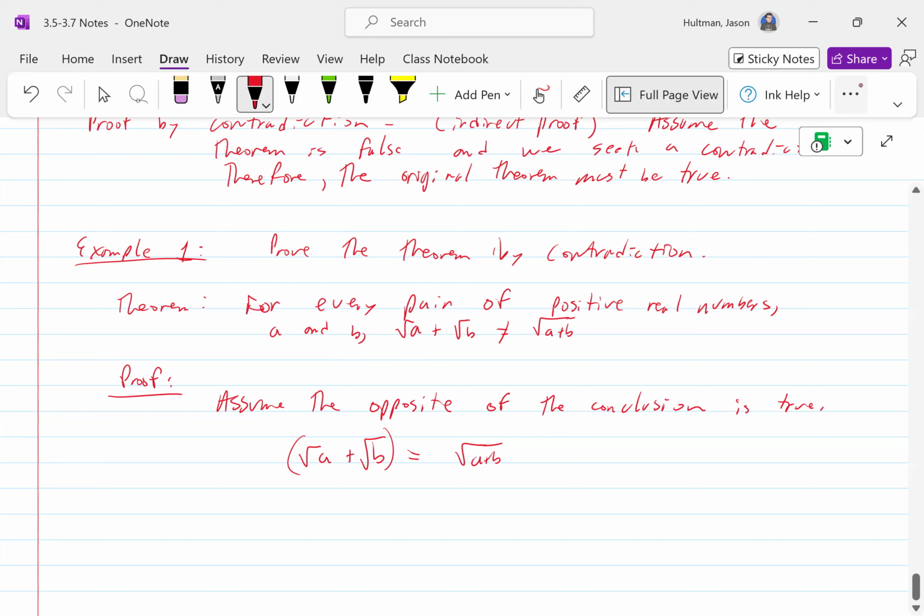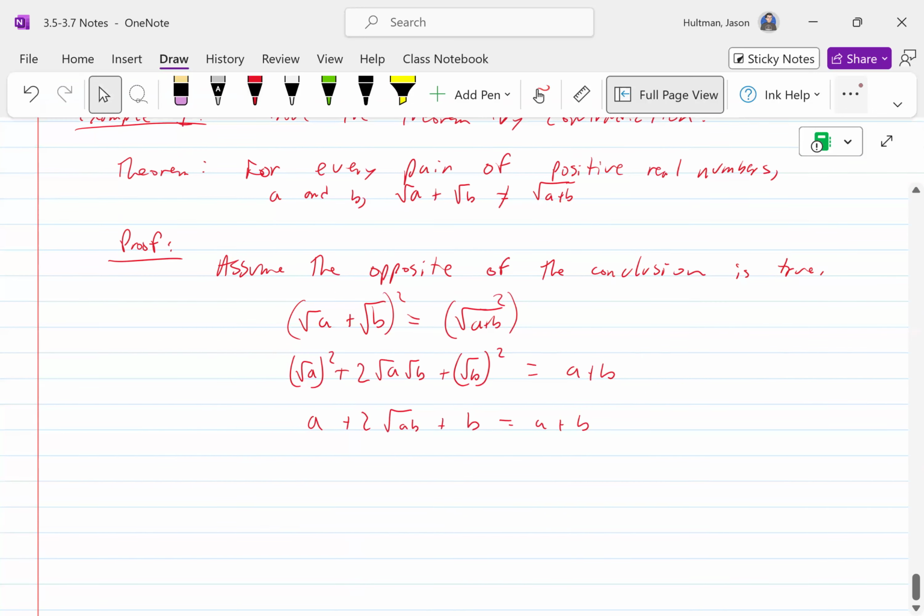Okay, squaring both sides gives the square root of A squared plus 2 times the square root of A square root of B plus the square root of B squared equals A plus B. We get A plus 2 times the square root of AB plus B is equal to A plus B. If I subtract off A and I subtract off B, I get 2 times radical AB equals 0. If we divide by 2, we get the square root of AB is equal to 0.